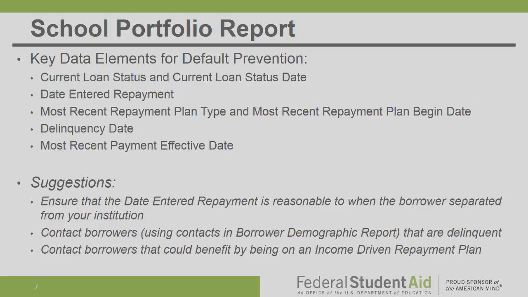We're also going to include the most recent repayment plan and the most recent repayment plan begin date, or actually we should now refer to this as the date of disclosure. We're also going to include the delinquency date. The delinquency date is the day after the borrower's first missed payment. So if a payment was due on November 25th and the borrower didn't make that payment, the delinquency date is going to be November 26th.